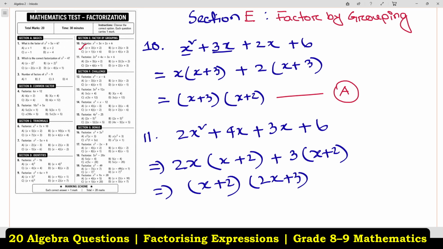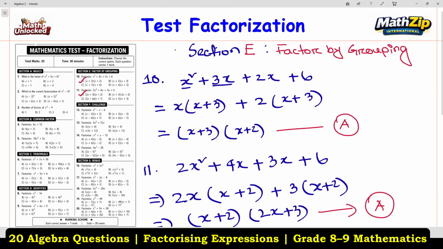So here is the answer, and which is the option of the question? Option A, right? This one also same thing, option A. So finally, section E, done.